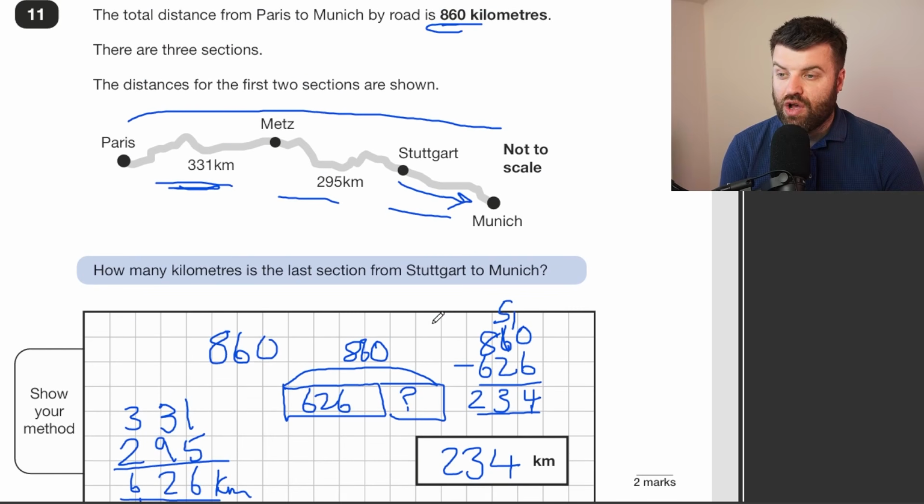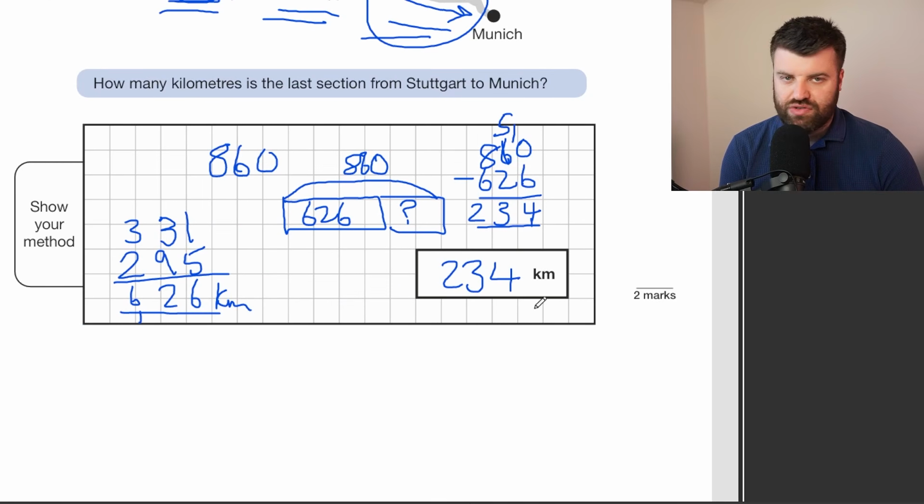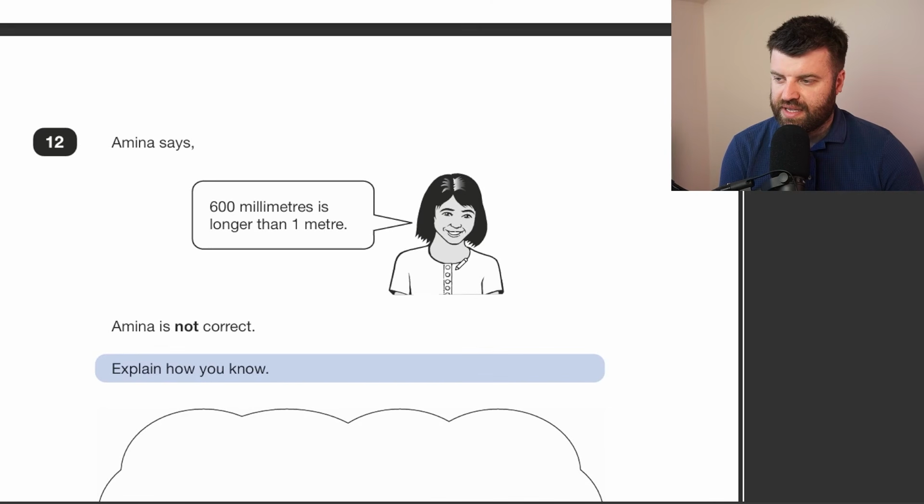This comes up so often. 3 parts to a whole with 1 part missing. If we know the structure of this, we can solve this question very quickly.